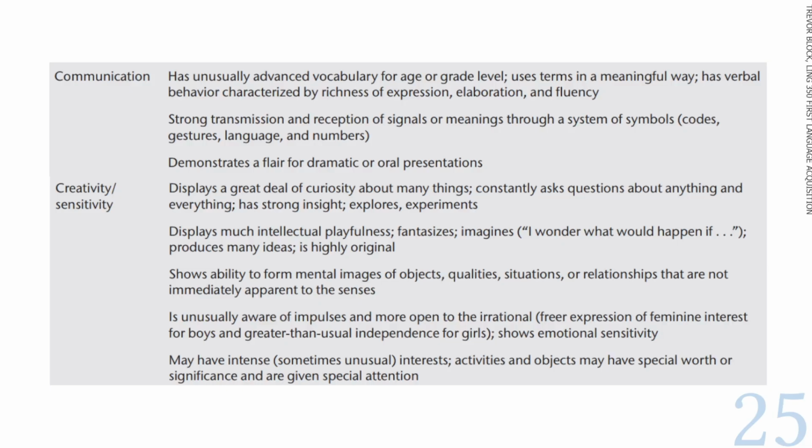So there are some symptoms, I guess, of being a gifted child. I don't even know if it's a good thing or not, considering all of the social isolation these children feel. So I'll call them symptoms. So, there's communication issues, their creativity and sensitivity issues. I shouldn't even call these issues. They're benefits. They're benefits for these children. Intellectual playfulness, form mental images of objects, unusually aware of impulses and open to the irrational, may have intense interests. This sounds almost like autism. I'm not going to say that formally, but there's a lot of overlapping things here with some level 1 autism children.